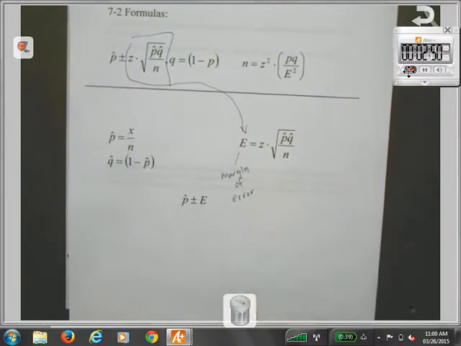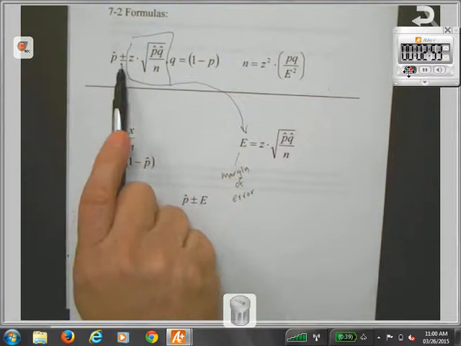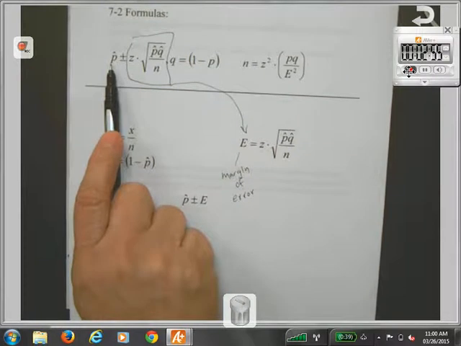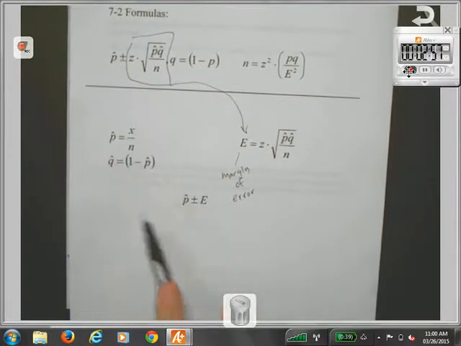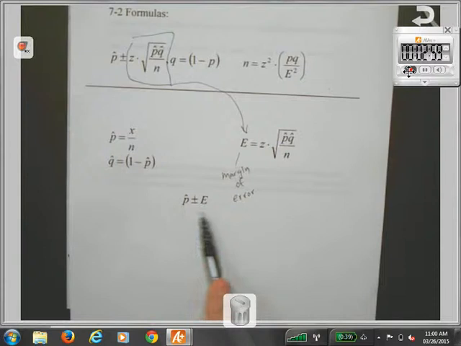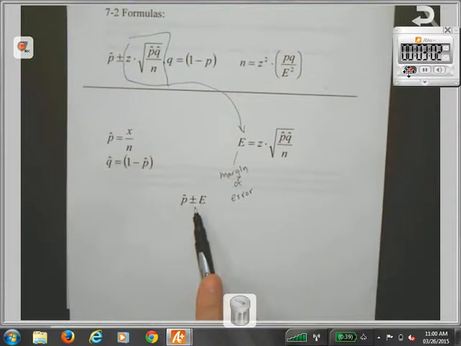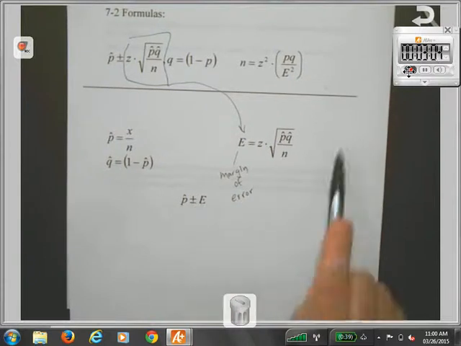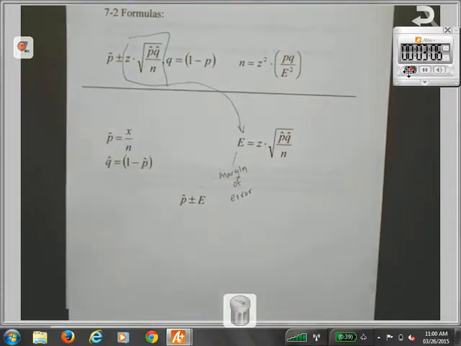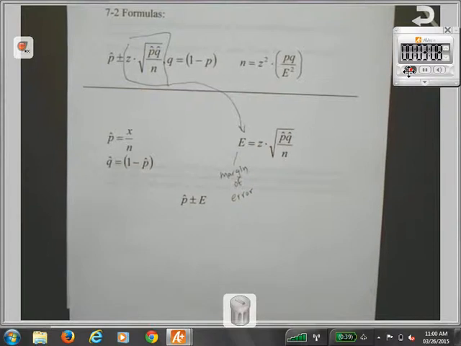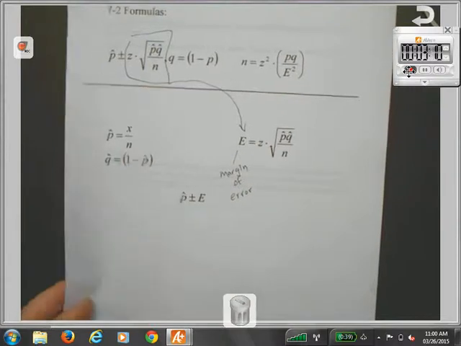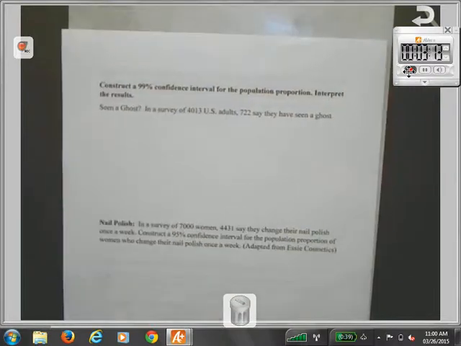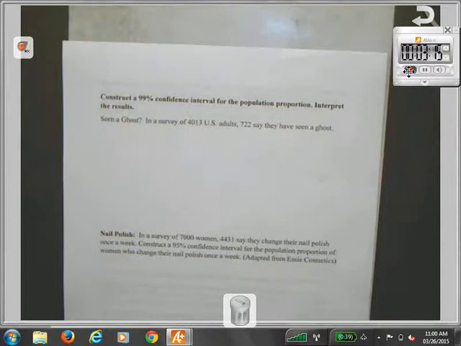Now notice that that margin of error is being added and subtracted to the sample statistic, P hat. Here I'm showing that as a simplified formula where you have your P hat and you add and subtract some margin of error. So we've got to figure out what that margin of error is. I'm going to start by just doing an example and showing you how all the math works.